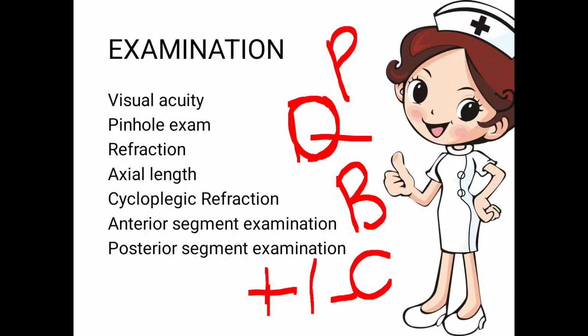Anterior segment examination is for looking out for keratoconus and any kind of abnormalities like corneal opacities, leukoma, and different diseases which are related to the cornea. Posterior segment examination is again very important for looking at the axial length. So this is the examination pattern.